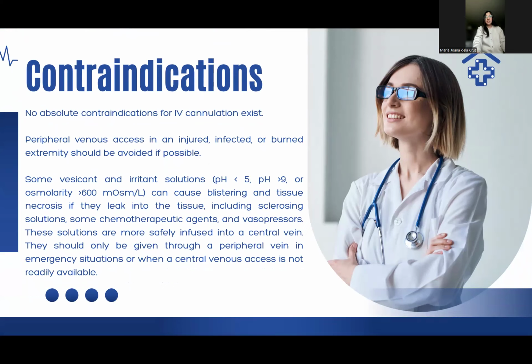Some vesicant and irritant solutions, with pH less than 5 or more than 9, or osmolality more than 600, can cause blistering and tissue necrosis if they leak into the tissue, including sclerosing solutions, some chemotherapeutic agents, and vasopressors. So these solutions are more safely infused into the central vein. They should be given through a peripheral vein in emergency situations when a central venous access is not readily available.